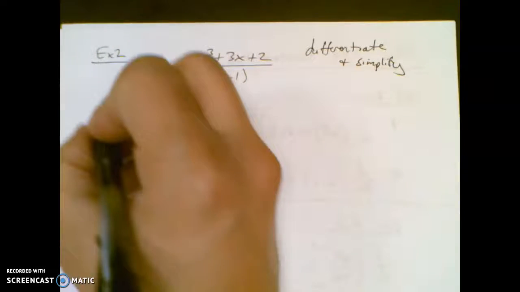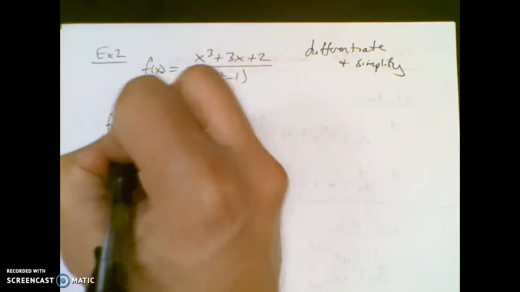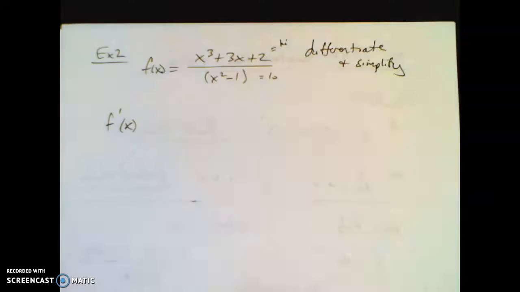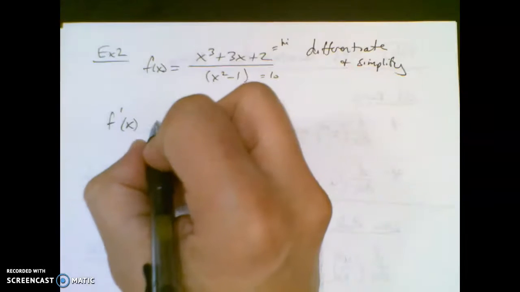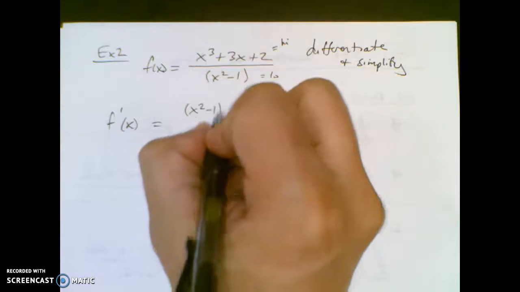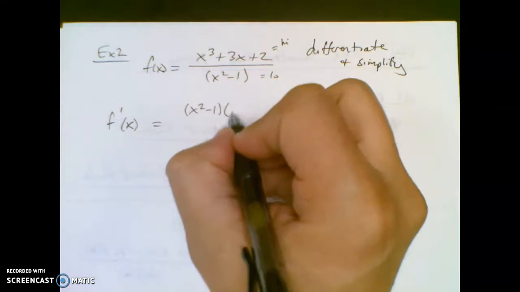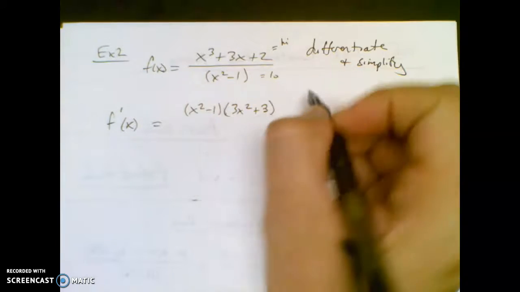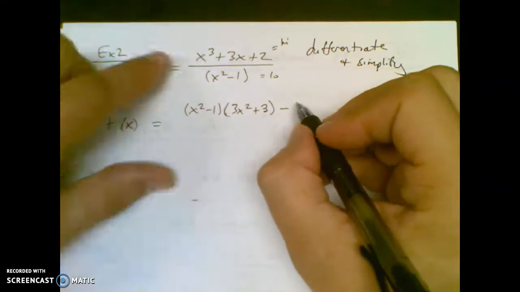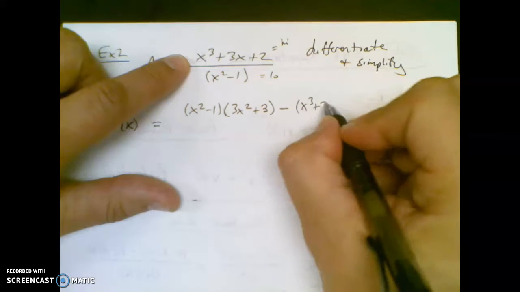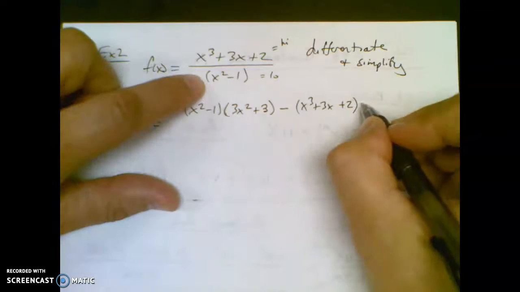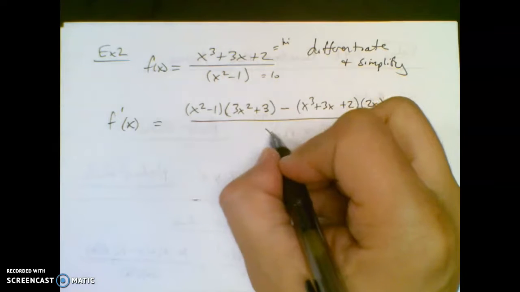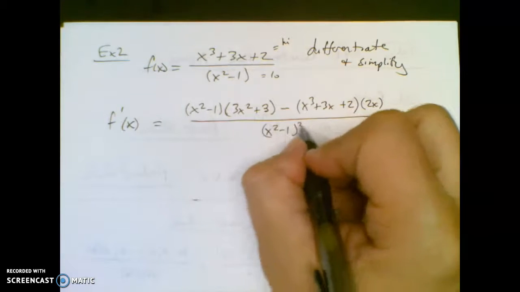All I got to do is use my new rule. When you see a fraction, you want to think of this as your high, this is your low, right? Or your u and your v. You can follow that formula. Okay, so we got low d high. So I'm going to do the derivative of the high part, which is 3x squared plus 3, minus high, which is x cubed plus 3x plus 2, d low, which is 2x, all over low, which is x squared minus 1 squared.